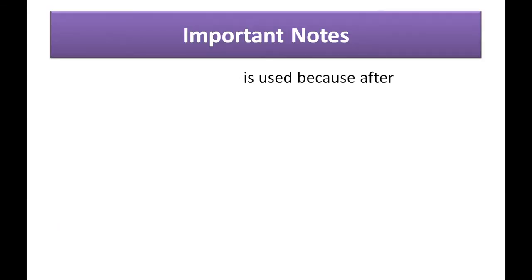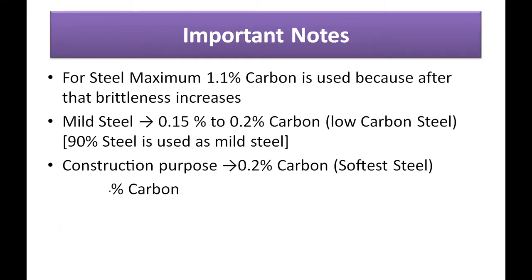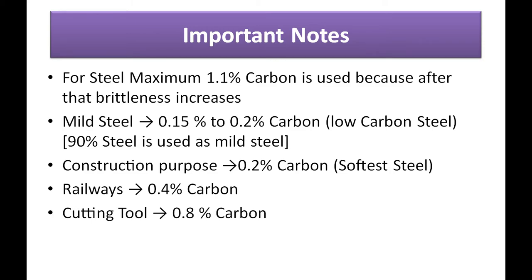Now some important notes. We have the concept that up to 2.14% is steel, that means 2.14% is used as steel. No, for maximum use, 1.1% carbon is enough. For steel, maximum 1.1% carbon is enough. You can remember that for a cutting tool we use only 0.8% carbon. Can you imagine how hard it is? And for railways we use 0.4% carbon. For construction purposes we use 0.2% carbon, which is the softest steel.